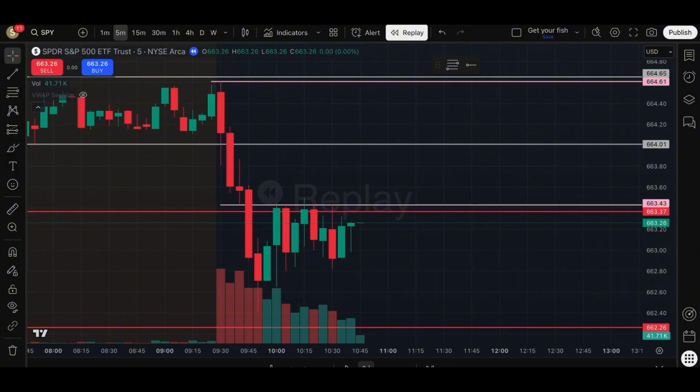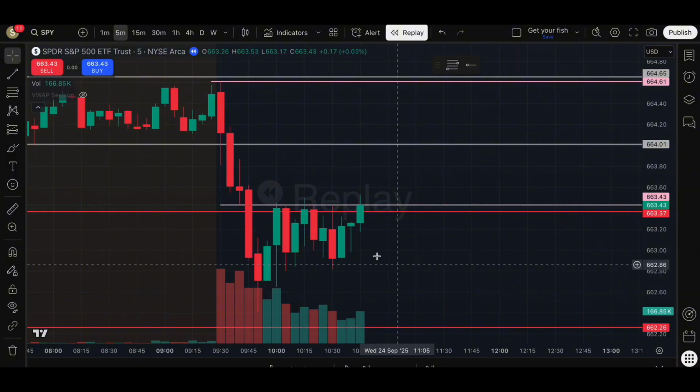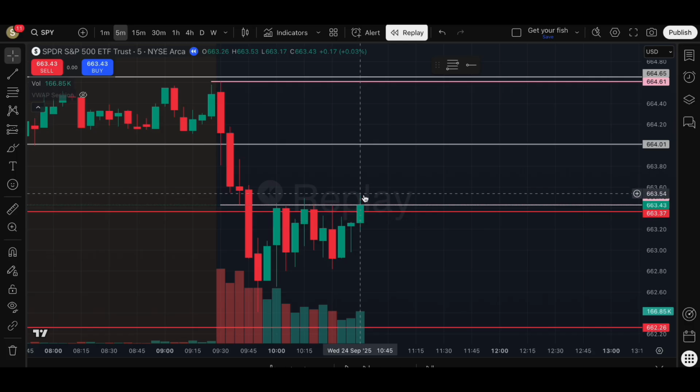We're just stuck in this range right now. Boom. We got a candle with more volume than the prior candles. We had a retest of the 15-minute low and a reject of the 15-minute low. It closed below the 15-minute.